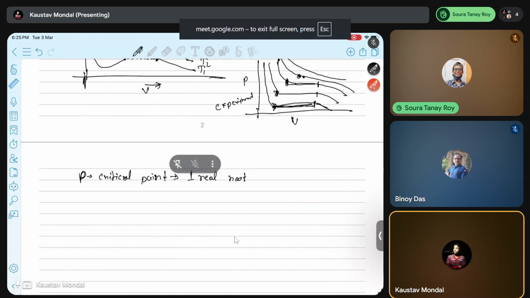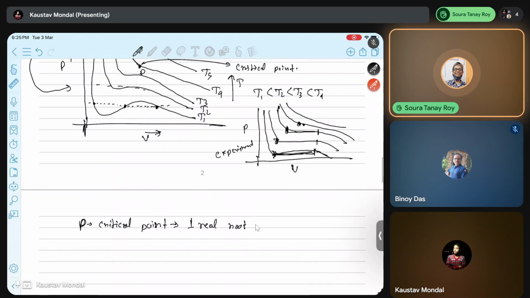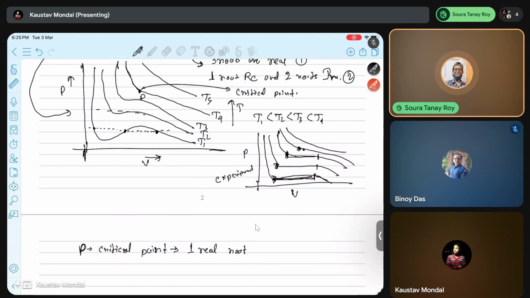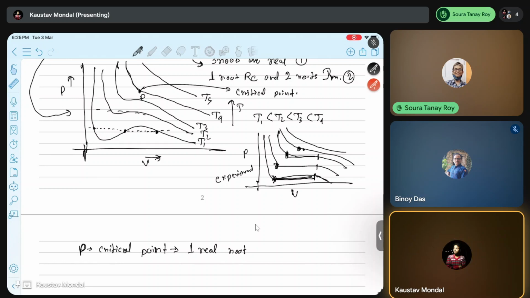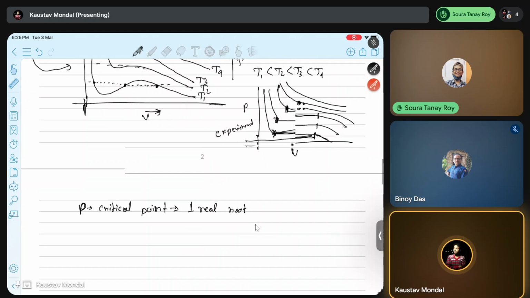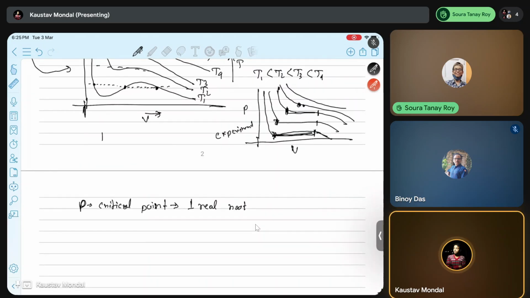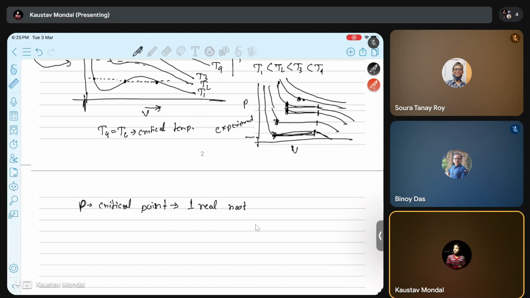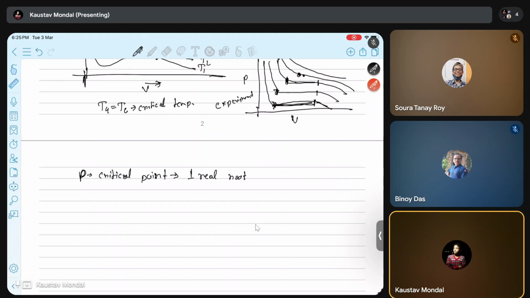You can ask questions if you want. Yes. So in your graph, the critical point is on the T4 curve, right? I was thinking, is T4 equal to TC, the critical temperature? Yes, T4 is the critical temperature, TC. What you are saying is correct.